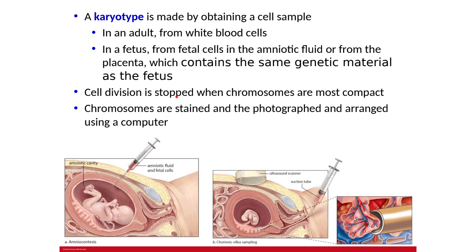So once you have the cells, the next thing is to look at your sample of cells. When you see cells that are dividing, you want to stop them from dividing by adding a toxin. So you stop it just when the chromosomes are at their most compact, which would be, say, late prophase, around metaphase, something like that. The chromosomes are then stained and then photographed and arranged using a computer.